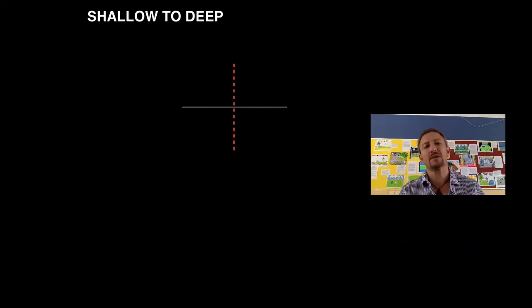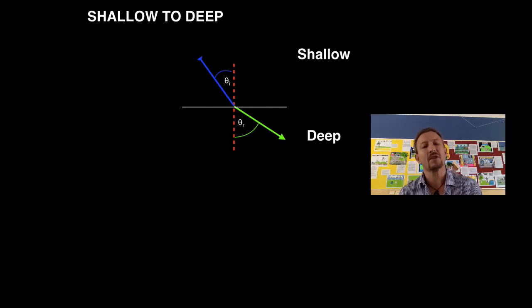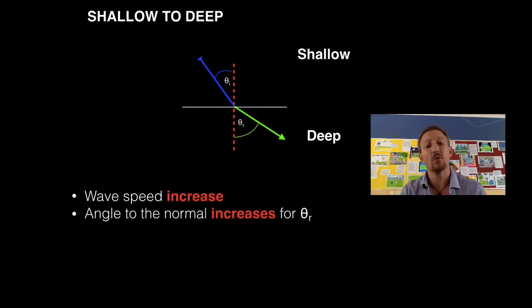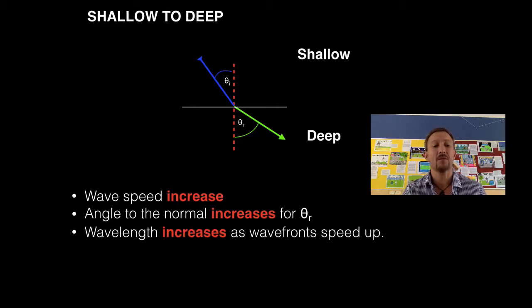Okay, so what happens if we go in the opposite direction? Well, in the opposite direction, where we go from shallow to deep, as I said, maybe coming across a sandbar and going back out into deep water, we'll get a normal incident ray coming in, as you can see there. But what will happen as it goes to deep, it speeds up, and as a result, the wavefronts get further apart. They're also going faster. Again, the frequency will be constant because the change in wavelength will be directly related to the change in speed. So the wave speed increases, the angle to the normal increases for theta r, so for your refractive angle, and we know that the wavelength increases as the wavefronts speed up, but the frequency will remain constant.